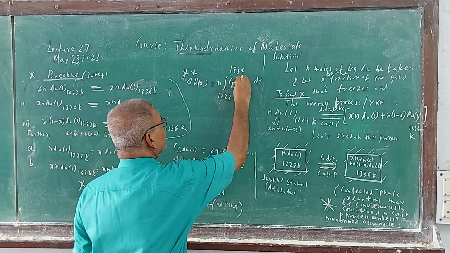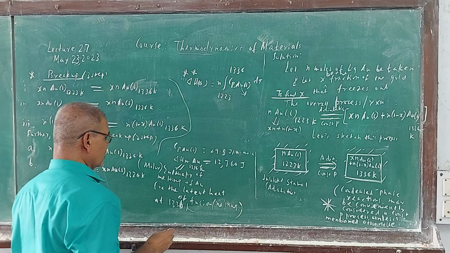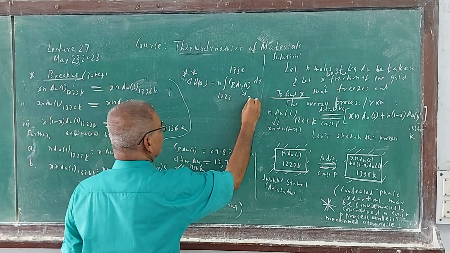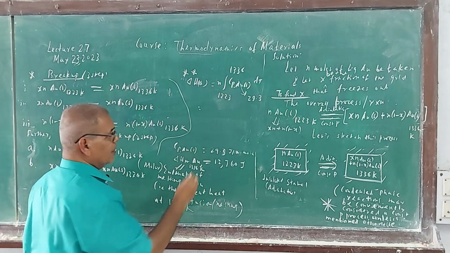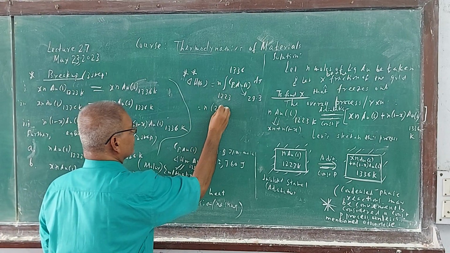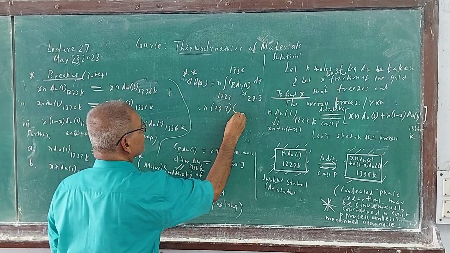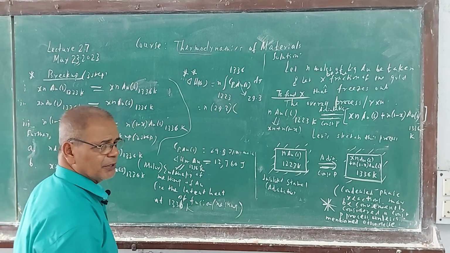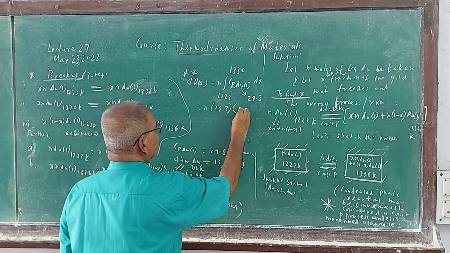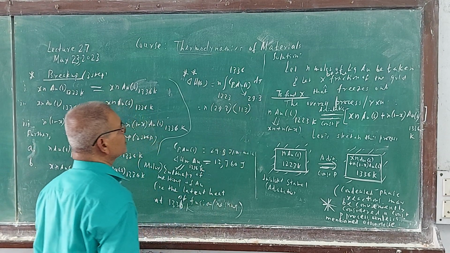Let me substitute. What is the Cp of gold? Right here, Cp gold is 29.3. N is the unknown. So N times 29.3, Cp is given as a constant. Okay, no problem. And it is 113. This is delta HA.